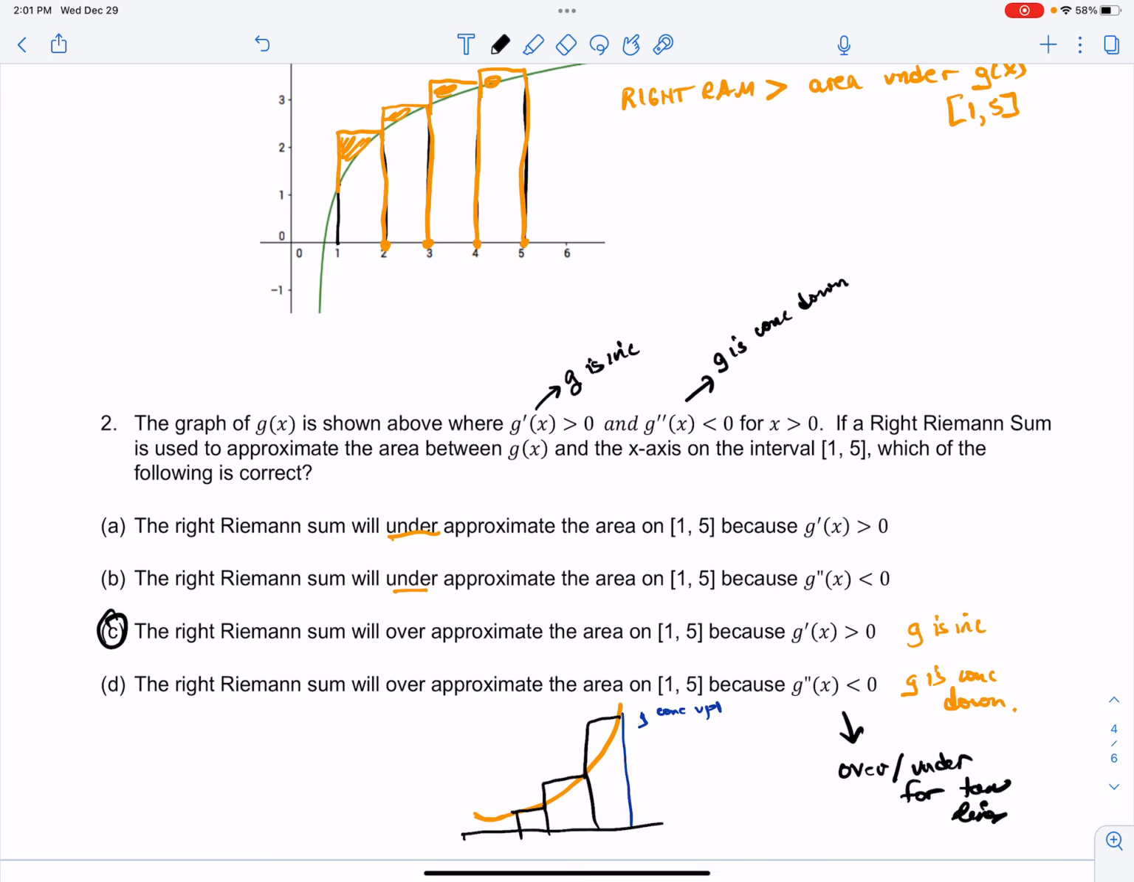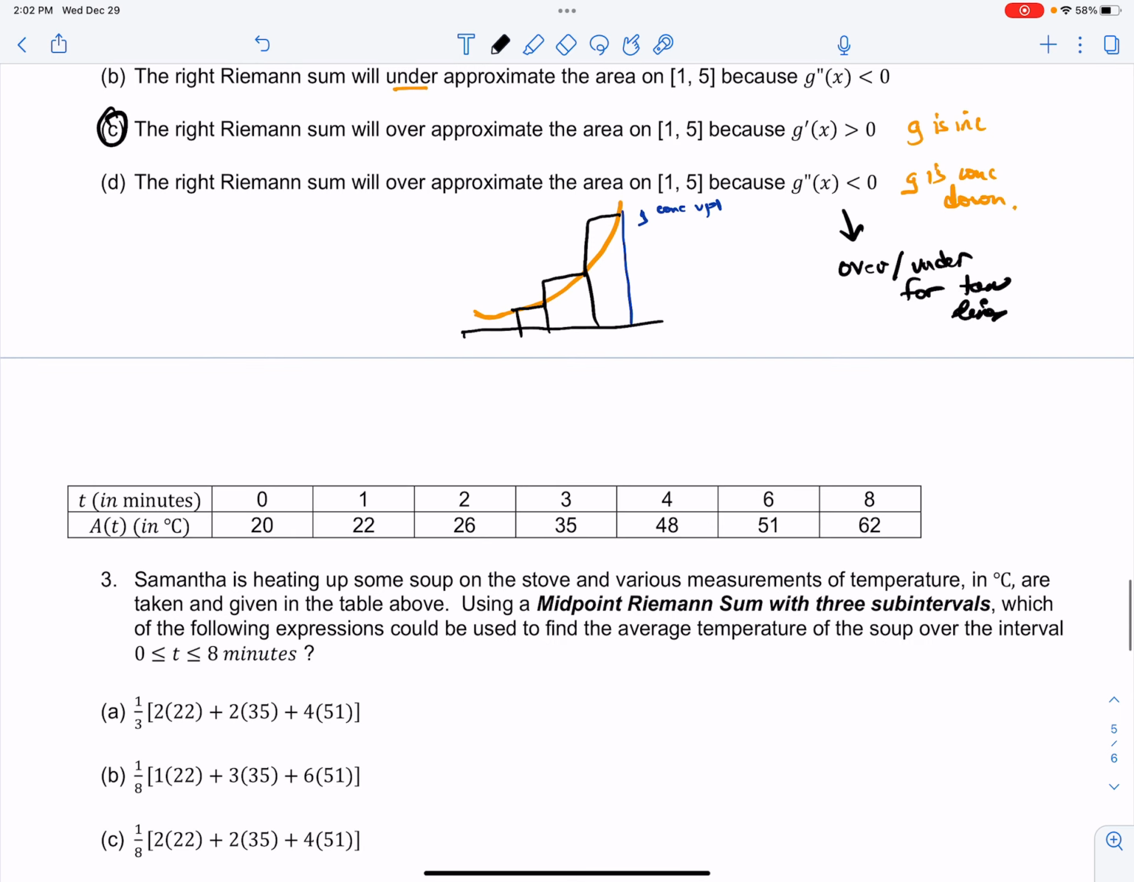Not for the left and right RAMs. Left and right RAMs can be determined more so from just the increasing, decreasing behavior. So C would be correct, because g is increasing, and we always look at the increasing, decreasing behavior to see whether or not a RAM is an over or under approximation.